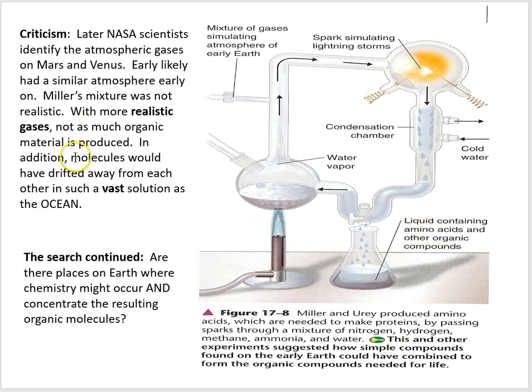In addition, molecules would have drifted away from each other in such a vast solution as the ocean. See, the idea here is if this chemistry is going on in the atmosphere and then the interesting new chemicals are raining down into the ocean, which is huge, how could those molecules be concentrated enough to then assemble into the first living cells? So there were some major criticisms of this early result. So the search continued. Are there places on Earth where chemistry might occur and concentrate the resulting organic molecules?